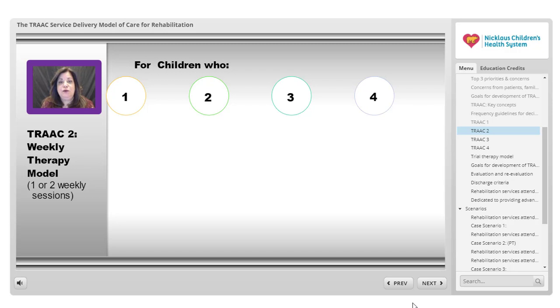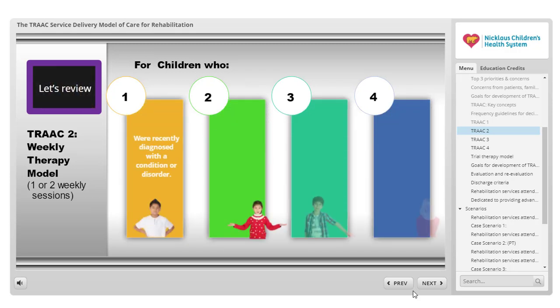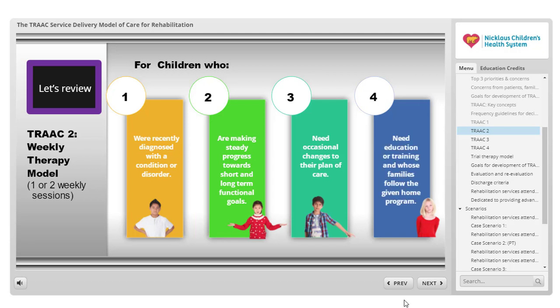Now let's review TRACC 2 in more detail. TRACC 2 is for children who were recently diagnosed with a condition or disorder, are making steady progress towards short and long-term functional goals, need occasional changes to their plan of care, and need education or training, and whose family follow the given home program.